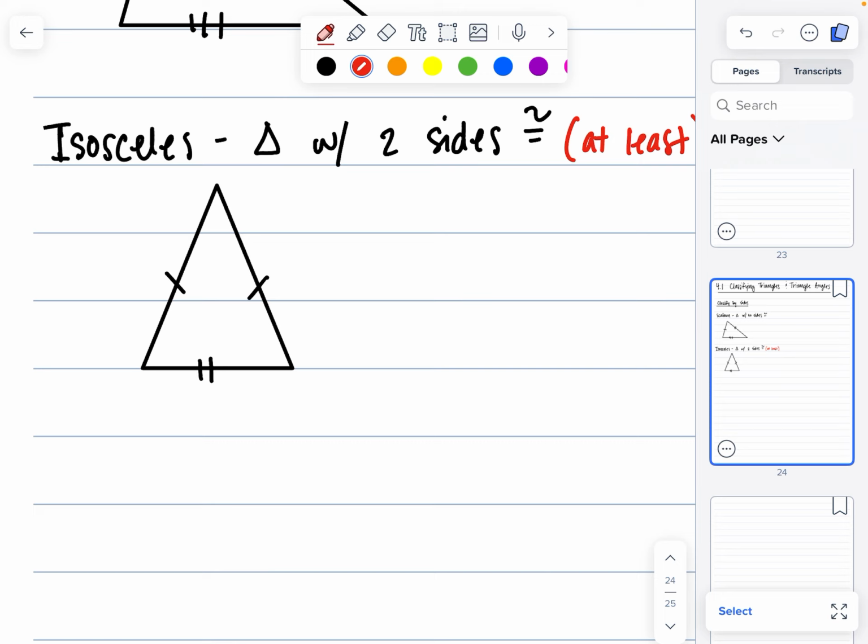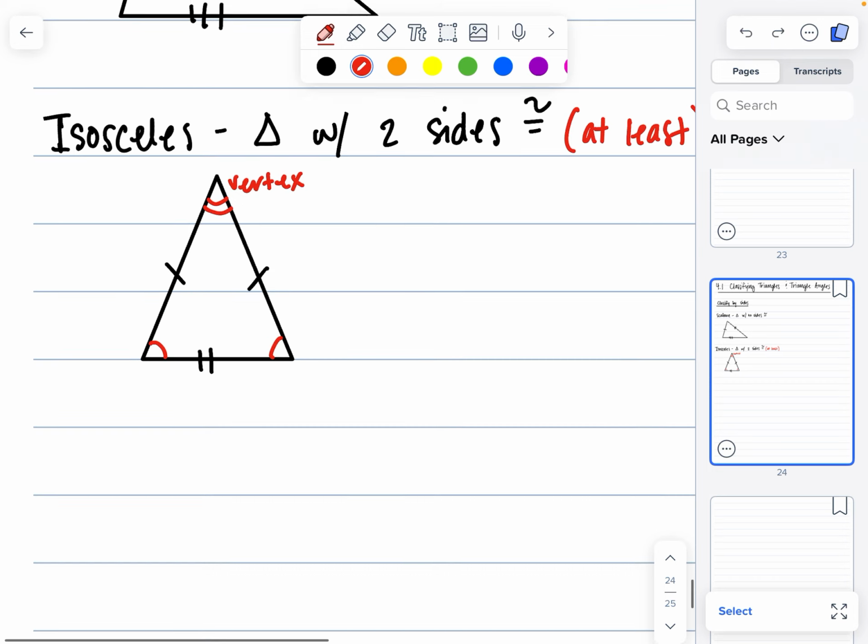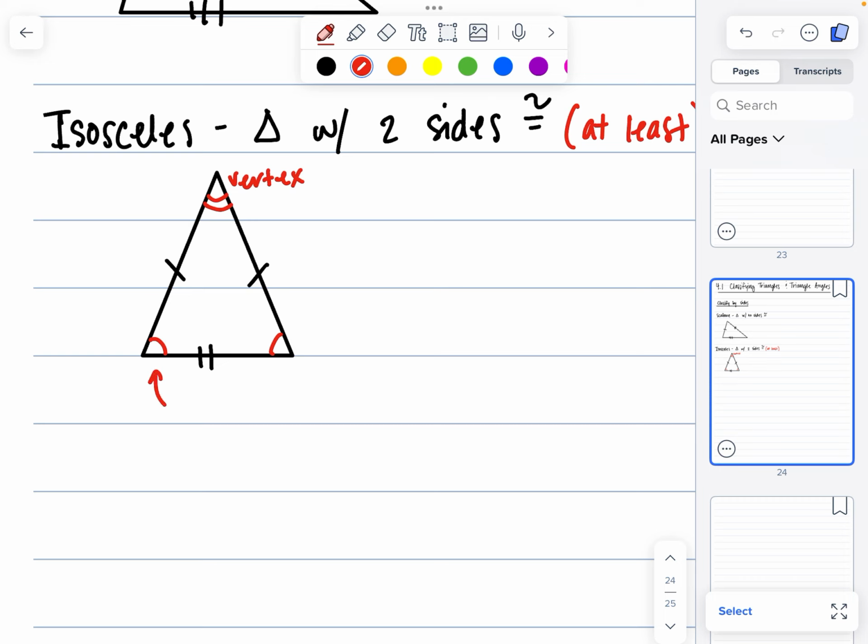So typically we would call this top angle the vertex. And I'm going to put 2 tick markers because it's across from the 2 tick side. We'll call this the vertex. And then we'll put 1 tick here because they're directly across from the 1 tick markers. You'll see what I mean by that in the next lesson. And we'll call these two the base angles.